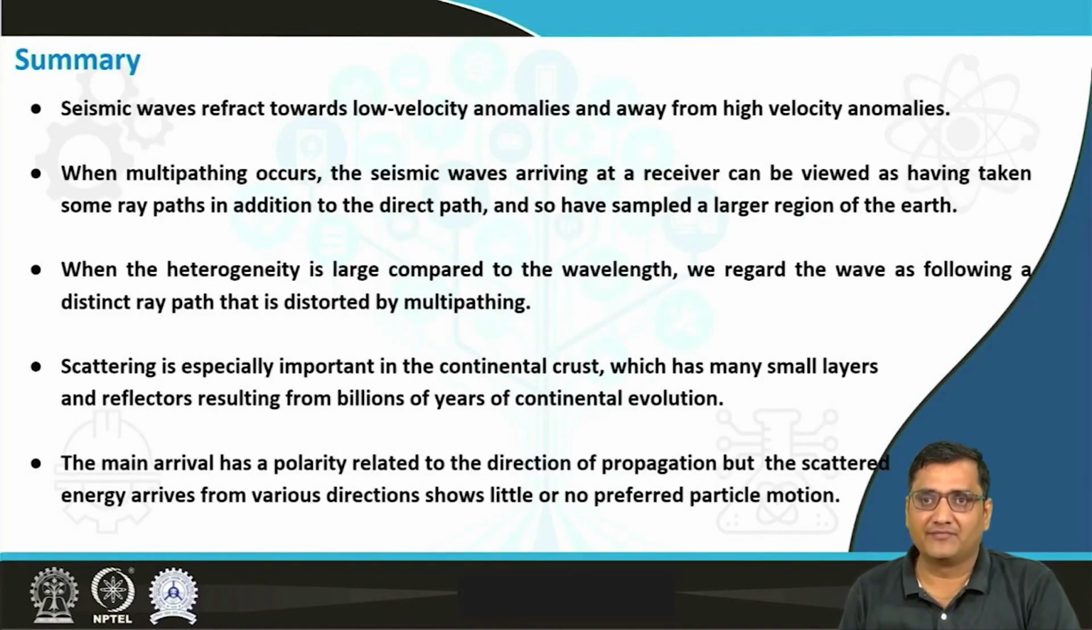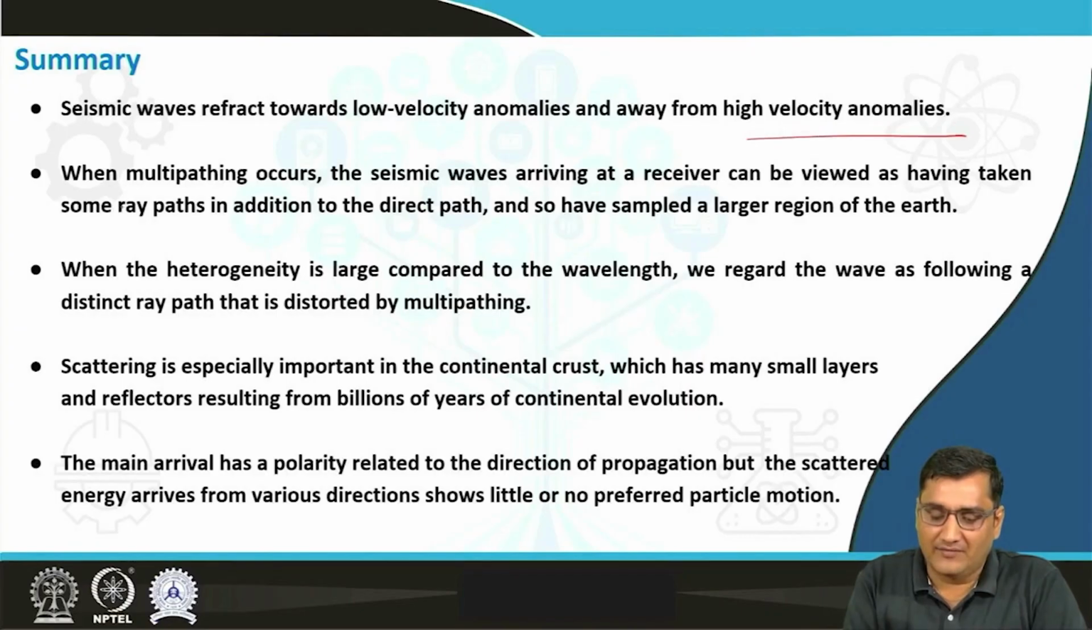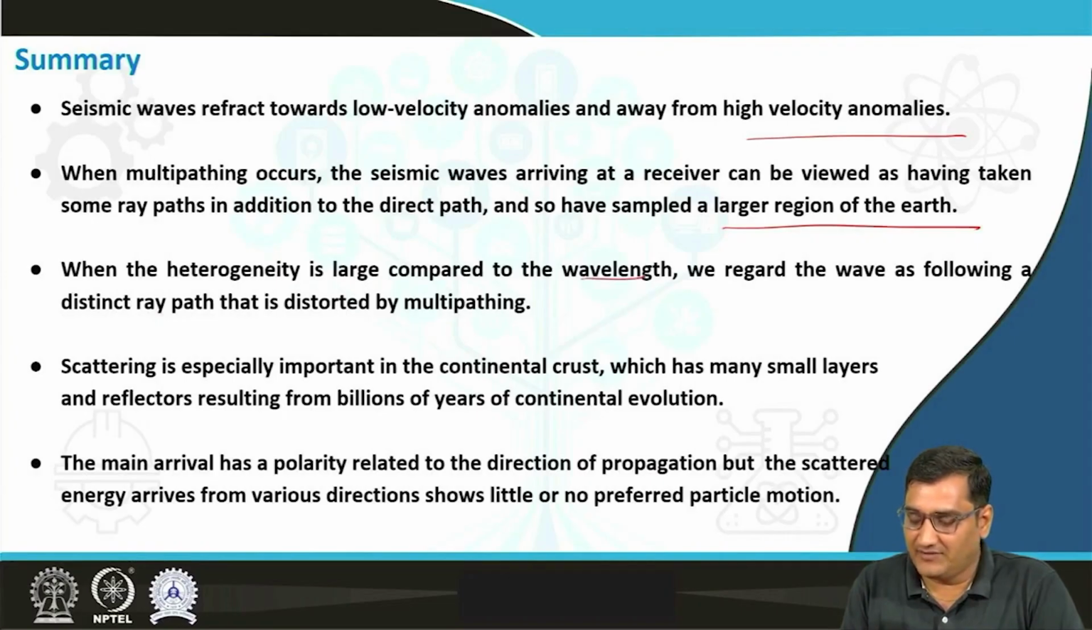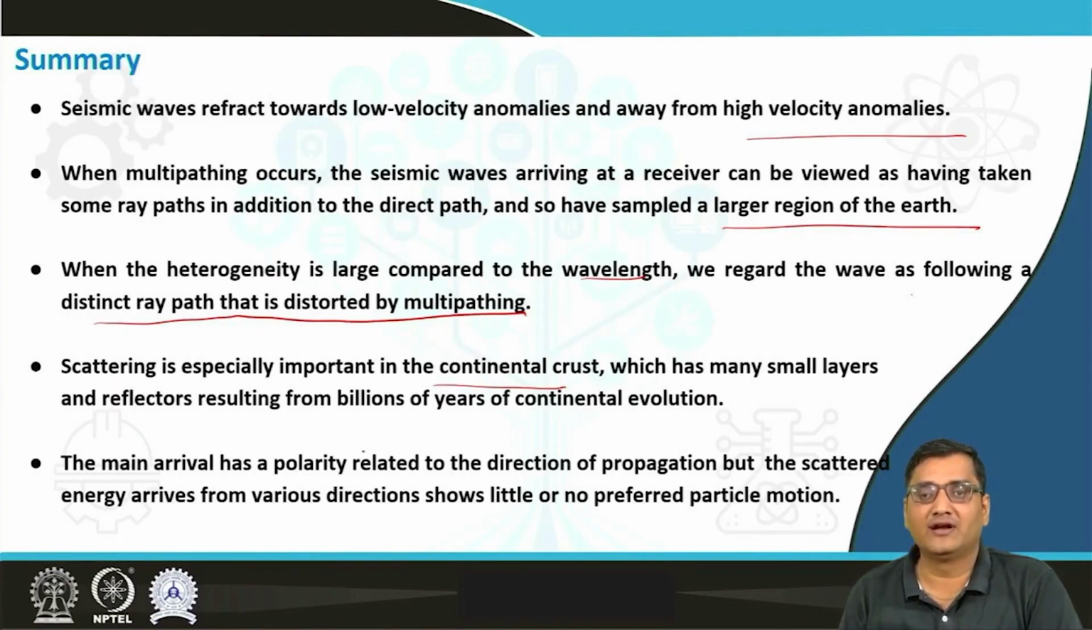So seismic waves refract towards low velocity anomalies and away from high velocity anomalies. When multipathing occurs, the seismic waves arriving at a receiver can be viewed as having taken some ray path in addition to the direct path, and so have sampled a larger region of the Earth. When heterogeneity is large compared to the wavelength, we regard the wave as following a distinct ray path that is distorted by multipathing. Scattering is especially important in continental crust, which has many small layers and reflectors resulting from billions of years of continental evolution.